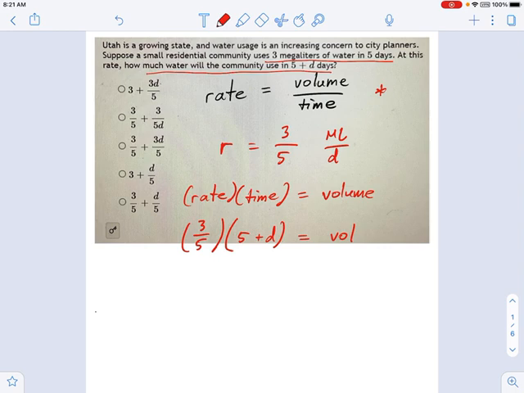So if you remember how to distribute multiplication over addition, 3/5 times 5 is 3, and 3/5 times d is just 3/5 d. So here's my equation for the amount of volume this community used: 3 plus 3d over 5. Do we have that here? Yeah, there we are. Right there.